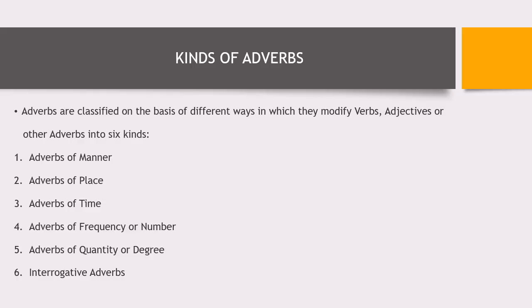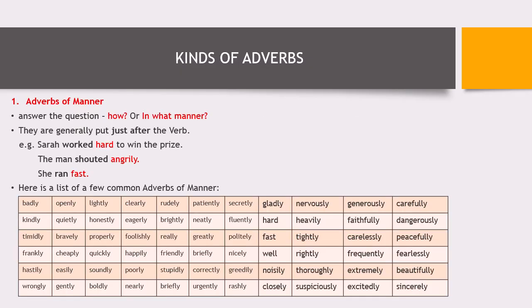Kinds of adverbs. Adverbs are classified on the basis of different ways in which they modify verbs, adjectives or other adverbs, into 6 kinds. 1. Adverbs of manner. 2. Adverbs of place. 3. Adverbs of time. 4. Adverbs of frequency or number. 5. Adverbs of quantity or degree. 6. Interrogative adverbs.